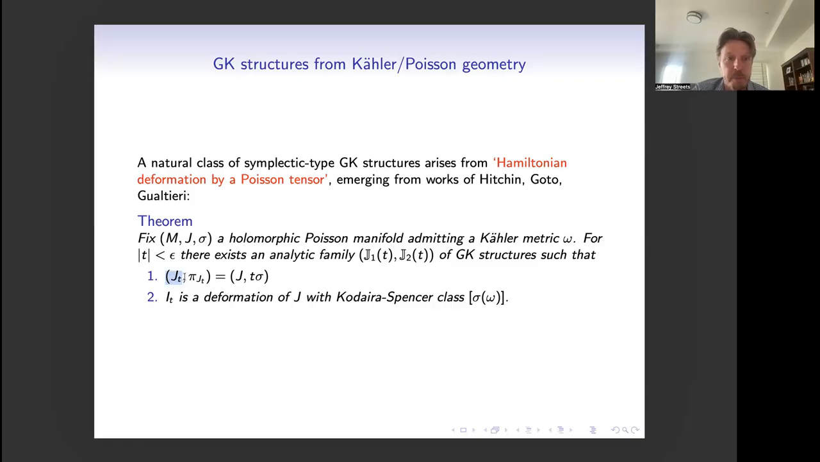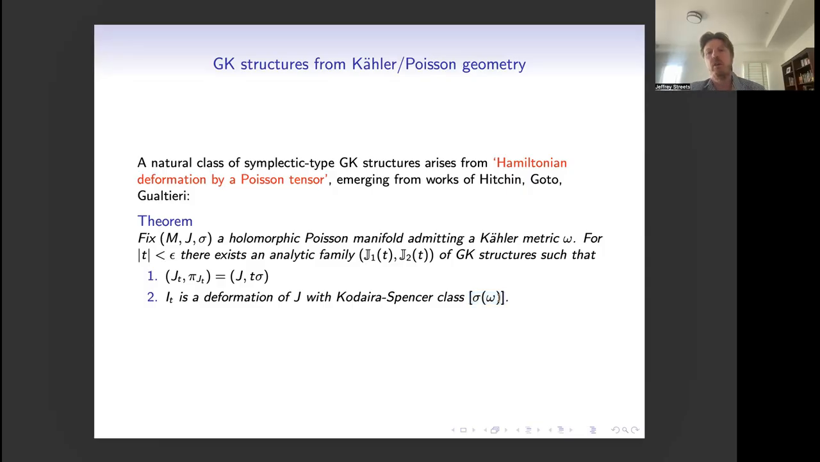The complex structure J is actually just fixed. But I'm going to deform the Poisson tensor. So the J_t part of pi will be t sigma. And then the complex structure I_t is a deformation of J whose Kodaira-Spencer class is sigma omega.